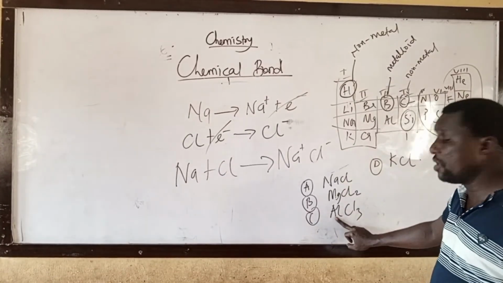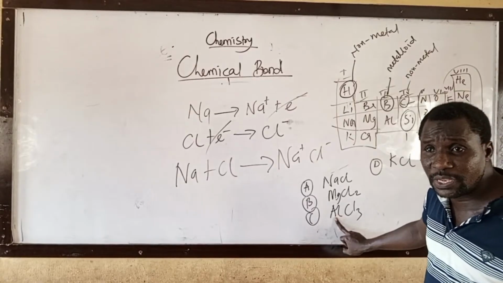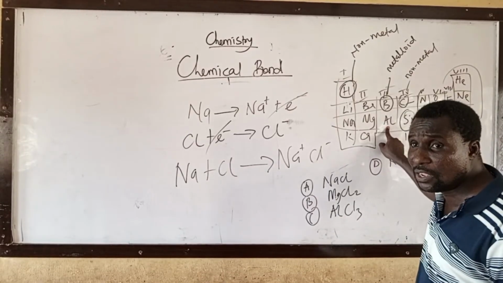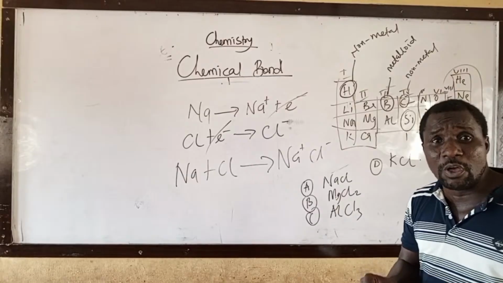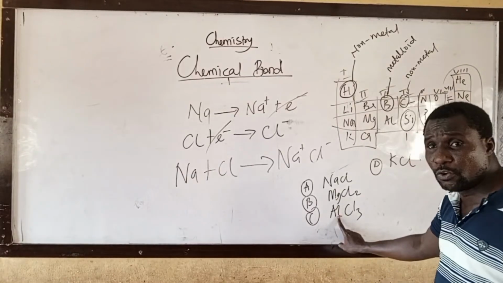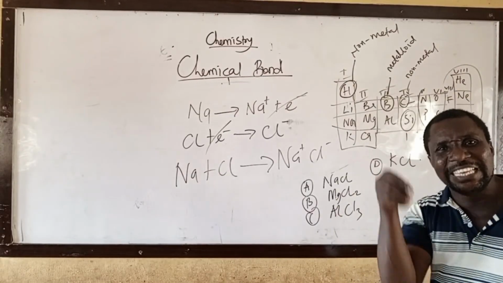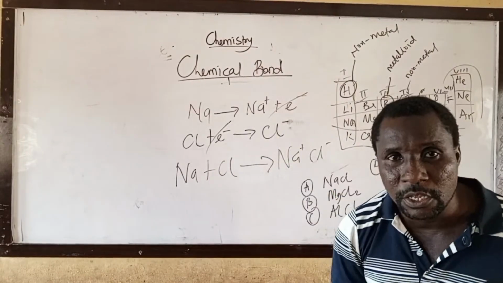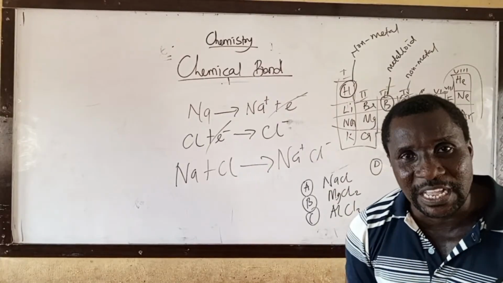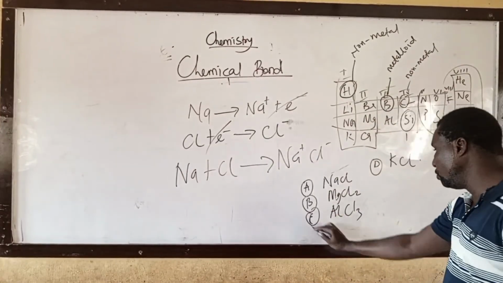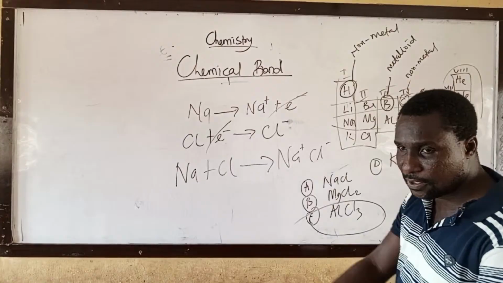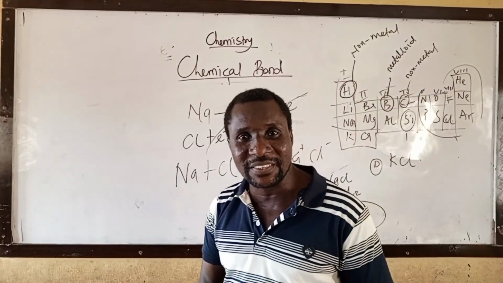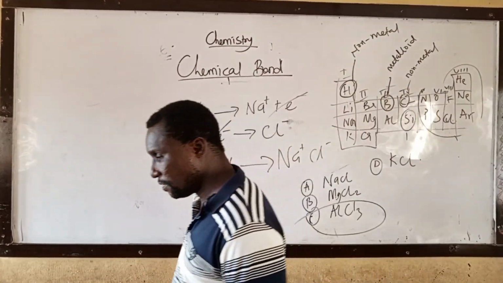Aluminium can be found in what group? Group 3. How many electrons on the atomic shell? Which one has the highest number of electrons on the atomic shell? Aluminium. Therefore, since it has the highest number on its outermost shell, it will have the least ionic character, which was chloride. This one has the least ionic character. We use Fajan's principle.